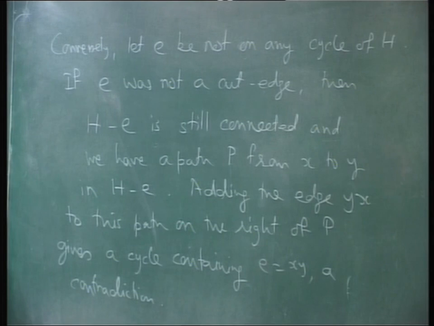What does it contradict? It contradicts the fact that E is not on any cycle. We started with the assumption that E is not on any cycle and we got a contradiction that there is a cycle containing it. So that completes the proof of this theorem.